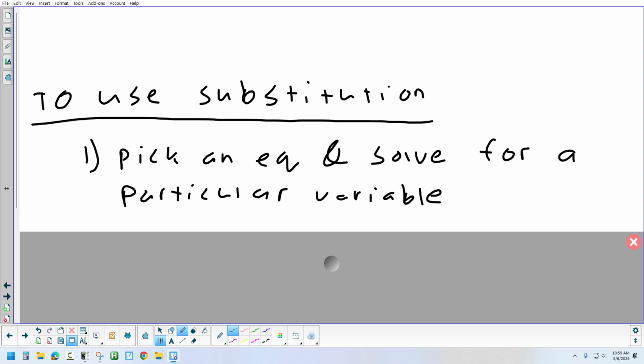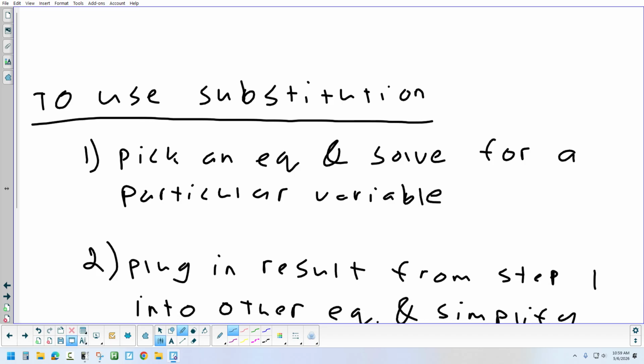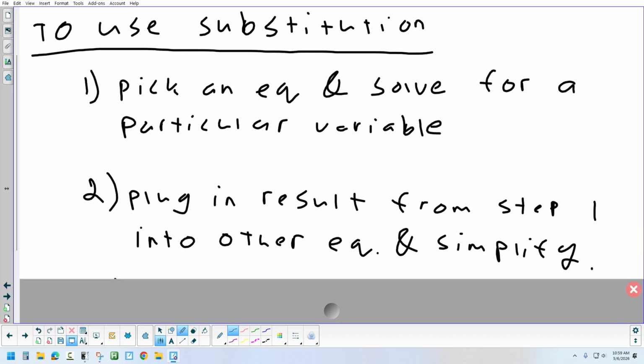Now, once you rearrange it, you're going to take what you do in that step and plug it into the other equation that you haven't used yet. So let's call it equation 1 and 2. You're going to rearrange equation 1 to get a letter by itself, and then plug that in for the letter in equation 2. Once you do that and simplify, you should now know one of your answers. So at the end of step 2, you have an answer.